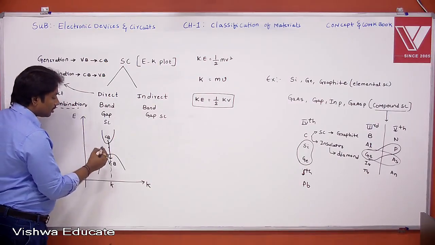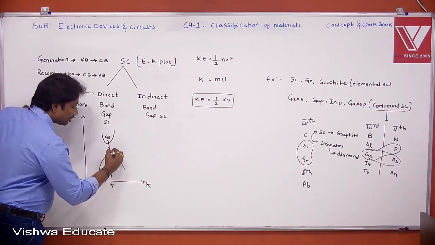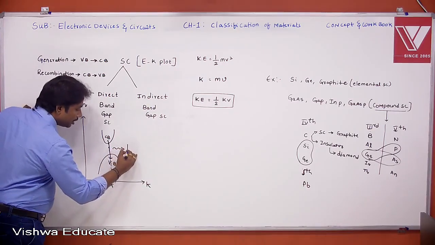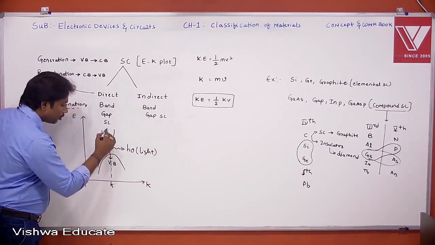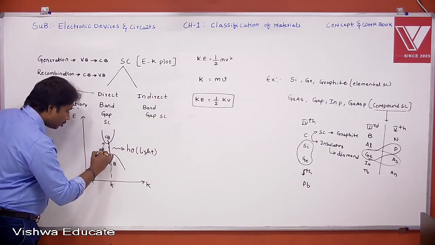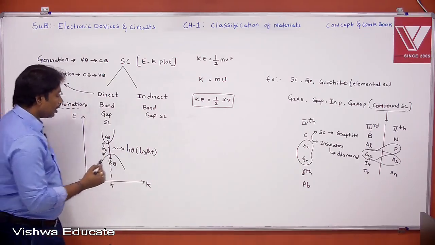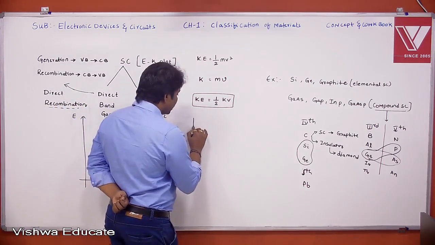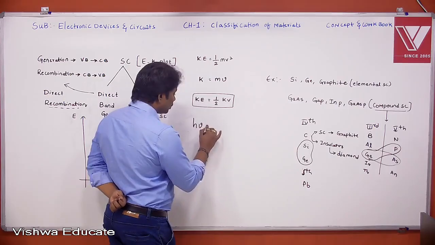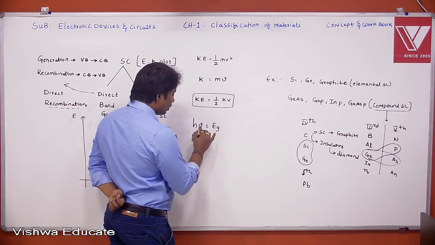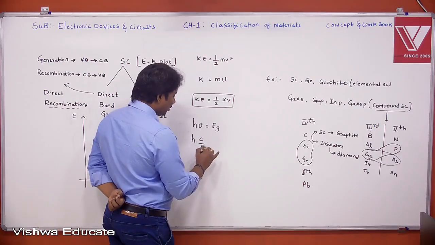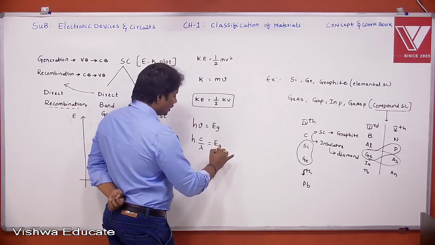Right? Next, during this direct recombination, my electron will release the energy in the form of what actually? In the form of light. Right? This light energy is almost equal to what actually? Energy gap. Okay. Now light energy is denoted with h nu, which is equal to the energy gap. Now what is nu in terms of lambda? C by lambda, which is equal to Eg.